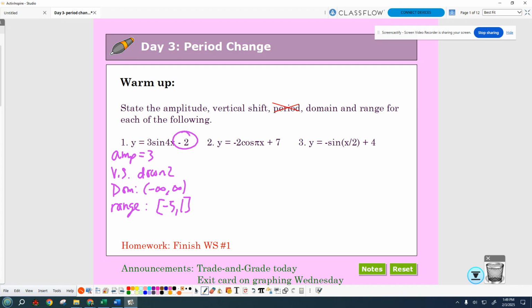The amplitude is like up and down from the midline. So the midline is -2. So do the amplitude down to get to -5, add the amplitude up to get the top. And she said the lower number first, which is what we want. Okay.